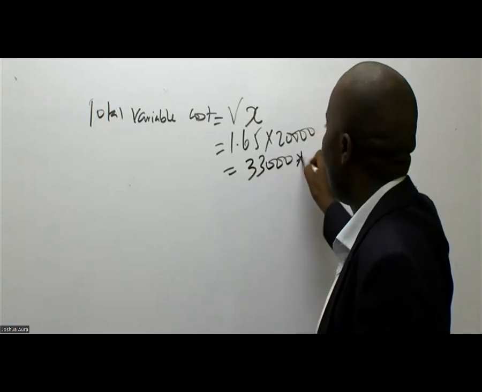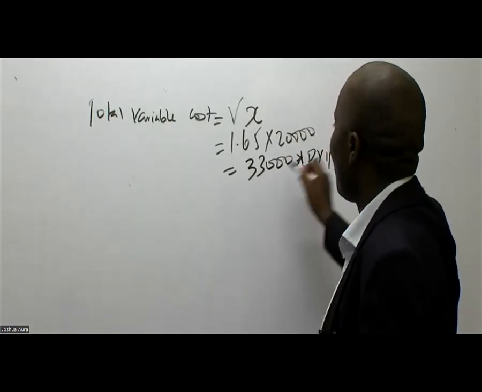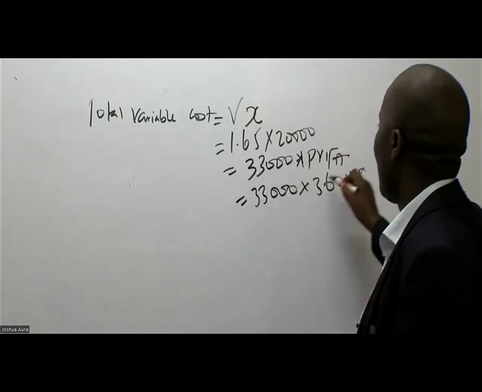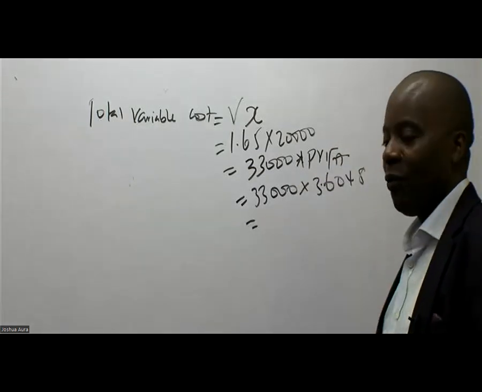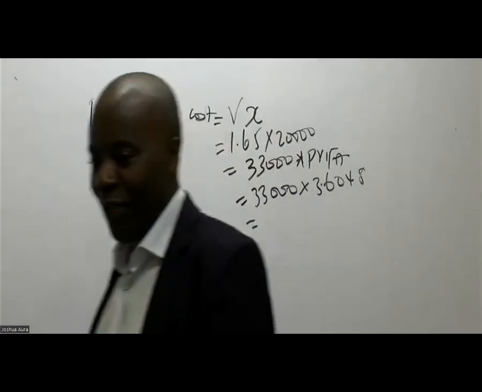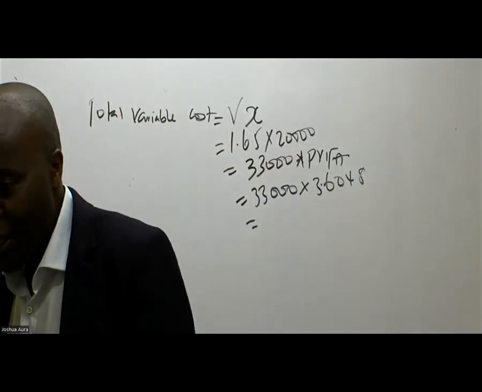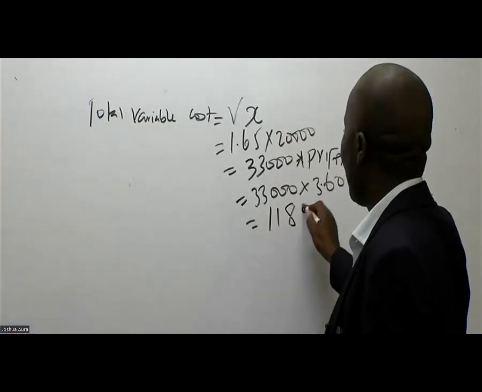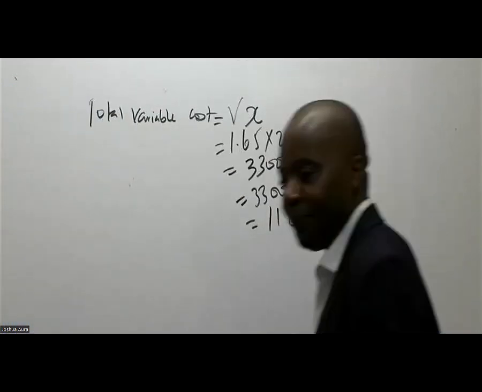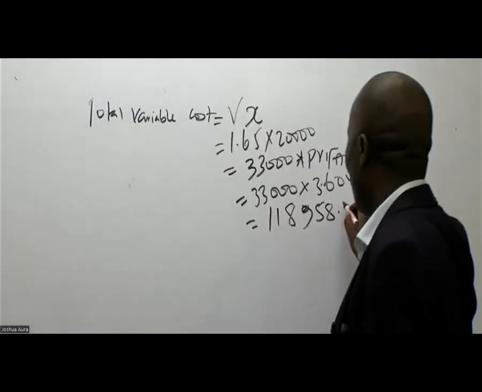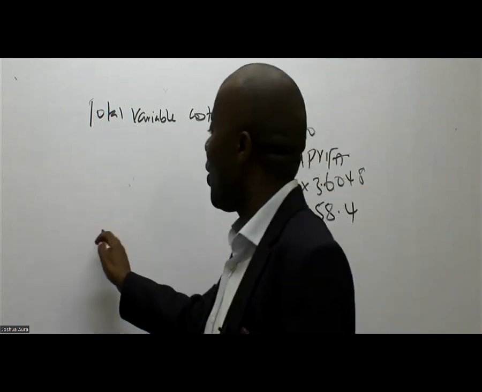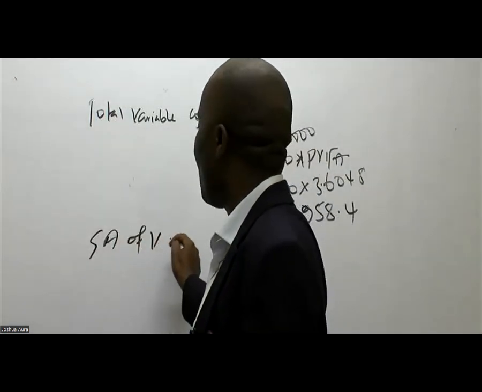Then discount this, multiply this with PV firm. So this will be 33,000 times 3.6048. Mind the decimal there. So then at the end of the day, what figure do we have here? Right, 118,958.4, like that.